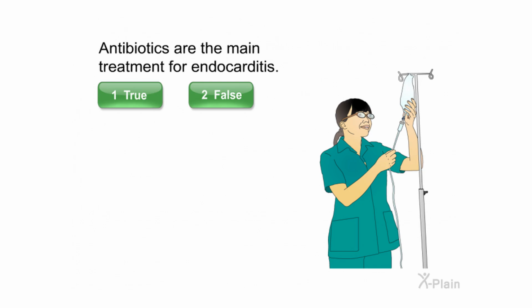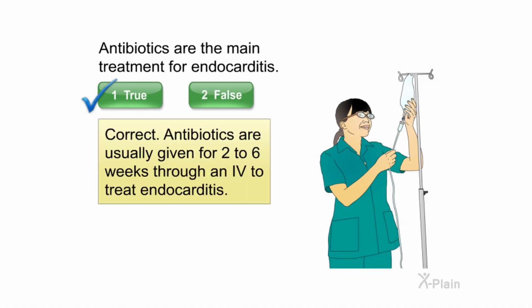Antibiotics are the main treatment for endocarditis. Select true or false. Correct. Antibiotics are usually given for 2 to 6 weeks through an IV to treat endocarditis.